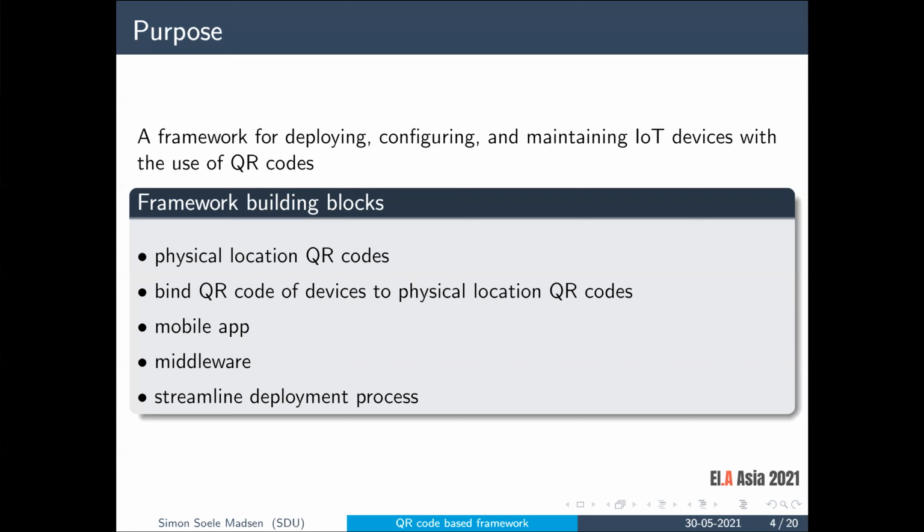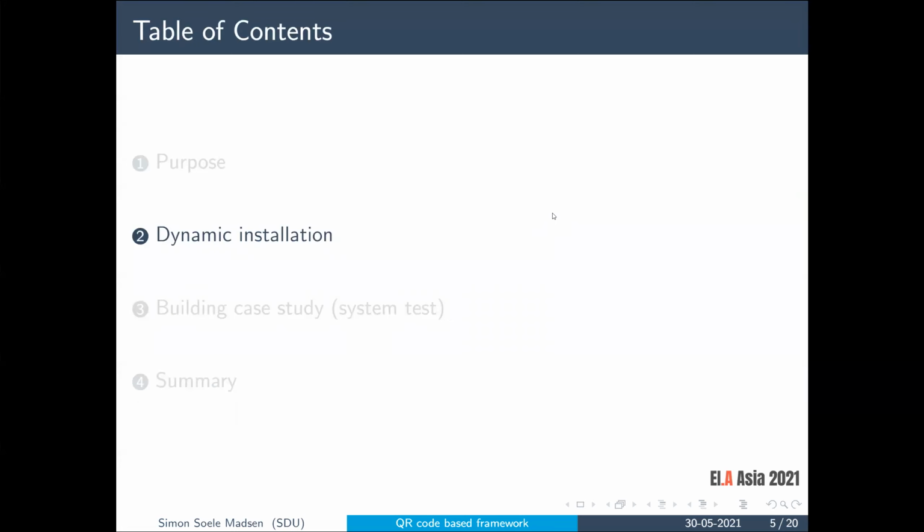So it really boils down to QR codes being available at the installation location, and then scanning the QR codes of the wanted IoT device, and then sending this data to some middleware that executes this association, in order to streamline the deployment process of IoT devices in buildings. So we're going to talk a bit about how we do that.